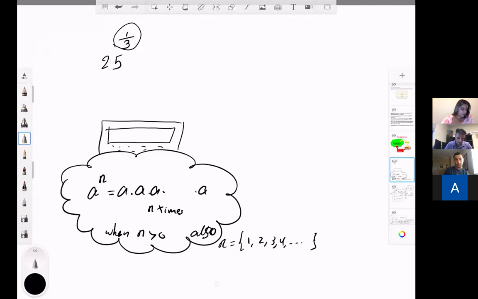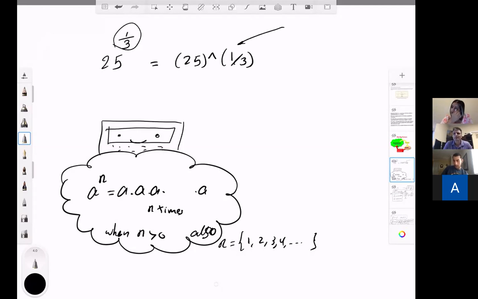This is a calculator. How you put it in the calculator is important, guys. This is going to be 25 exponent 1 divided by 3. I know 1/3 is 0.333, but we don't want to put in 0.333. We're just going to let the calculator do it for us. So this has to be in parentheses.